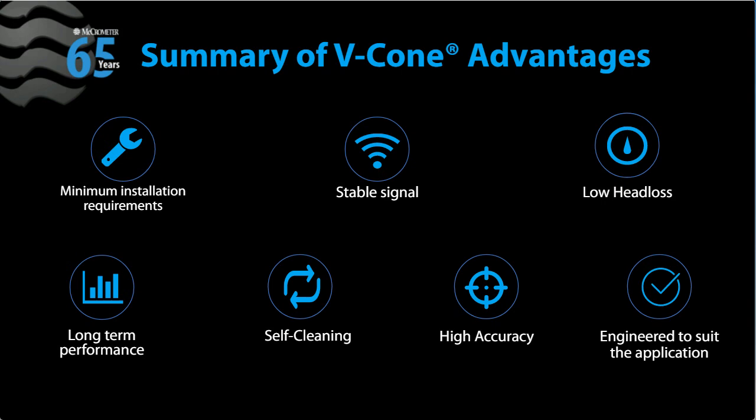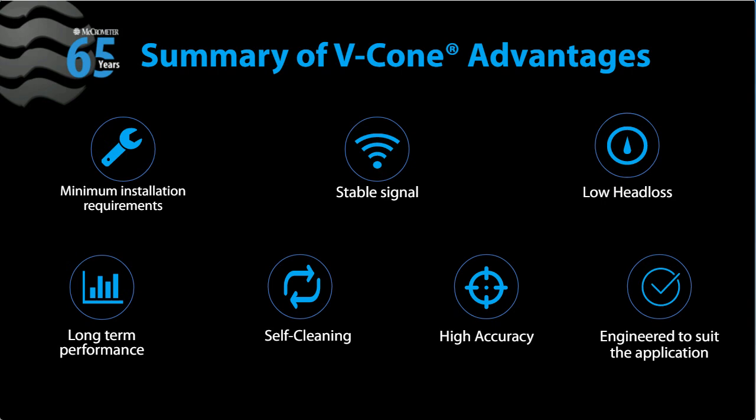When it comes to long-term performance, as we mentioned, McCrometer V-cone meters have been in service for over 25 years in many applications, and they've maintained their accuracy throughout this very long period of time. The V-cone meter is a great meter that you want to install and forget about, because it does not require any kind of maintenance or recalibration. There are no moving parts, so it makes the operator's job very easy. It's self-cleaning, which is again a factor of the cone inside of the pipe conditioning the flow.